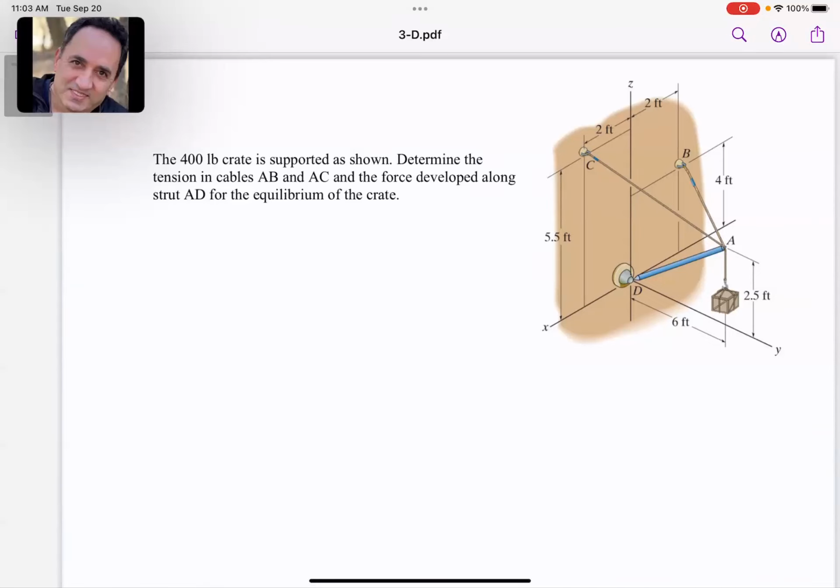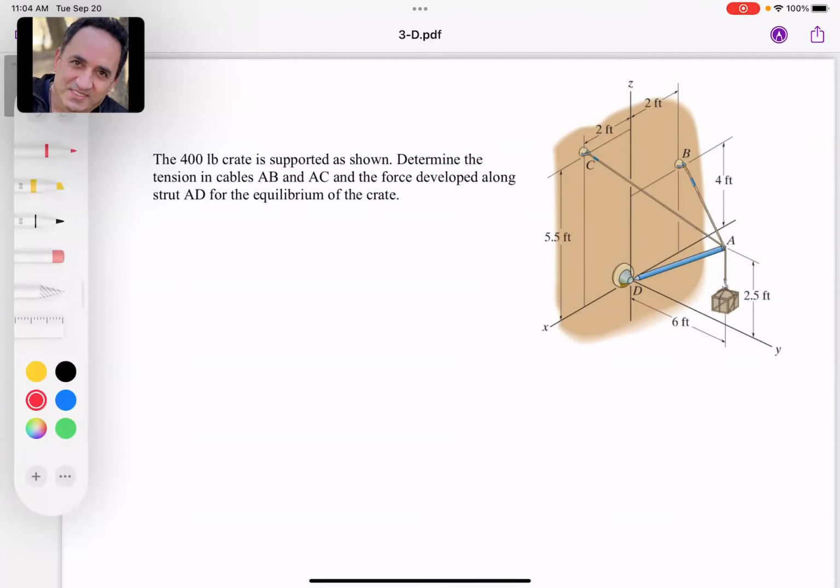So as you can see from the statement of the problem, our goal is to find the tension in cables AB, AC, and the force developed along the strut AD. So basically AD acts like a cable here. And then of course the load that is being supported by these, in a way, three cables is 400 pounds. Like any problem, be it particle equilibrium or rigid body equilibrium, the most important thing in getting the problem started is drawing a free body diagram. So why don't we start by doing that?